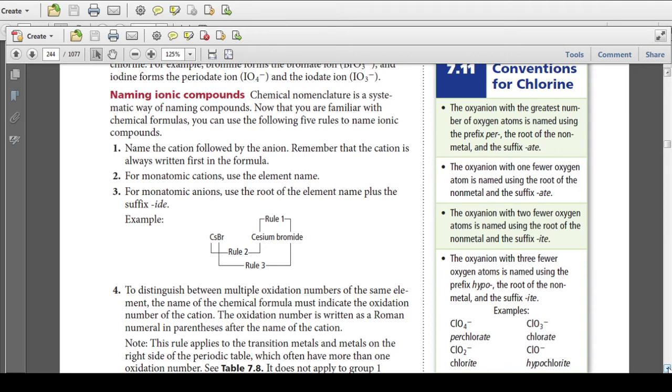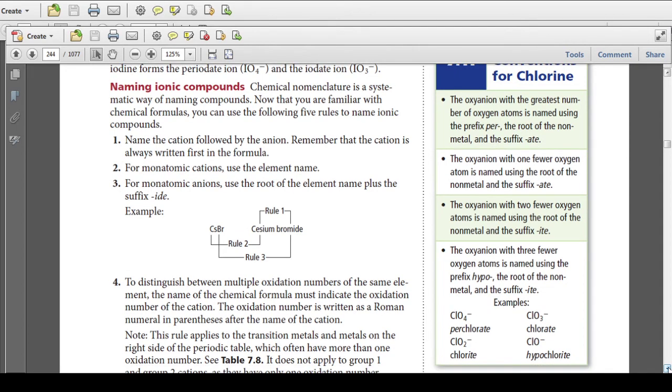For monoatomic cations, use the element name. For monoatomic anions, use the root of the element name plus the suffix -ide. So in this case, if we had cesium and bromide, we would combine the two of them to call them cesium bromide.